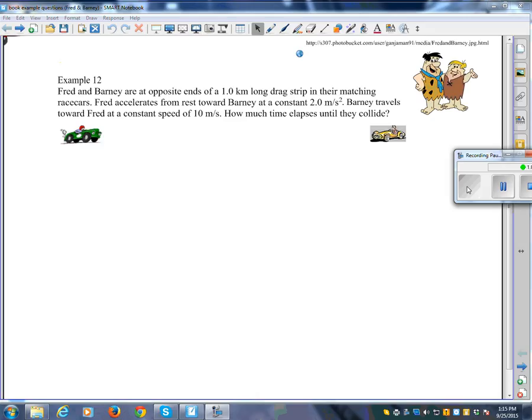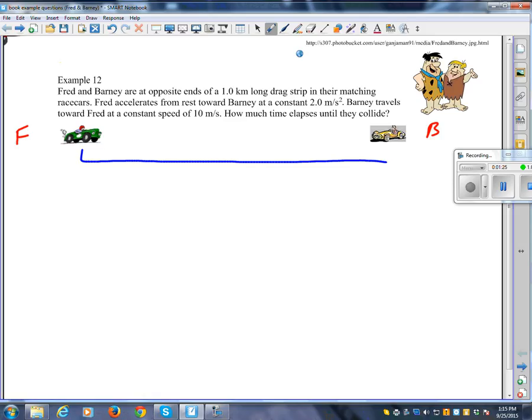Let's just assign one of these guys to be Fred and one to be Barney. Let's call Fred over here, and we'll choose that to be Barney. And when they collide, this distance here is how far? 1 kilometer. Should we convert that to meters? We should. Let's call that 1,000 meters. At some point, they collide here in the middle, and they crash, right? Is it right in the middle at 500? How do you know?